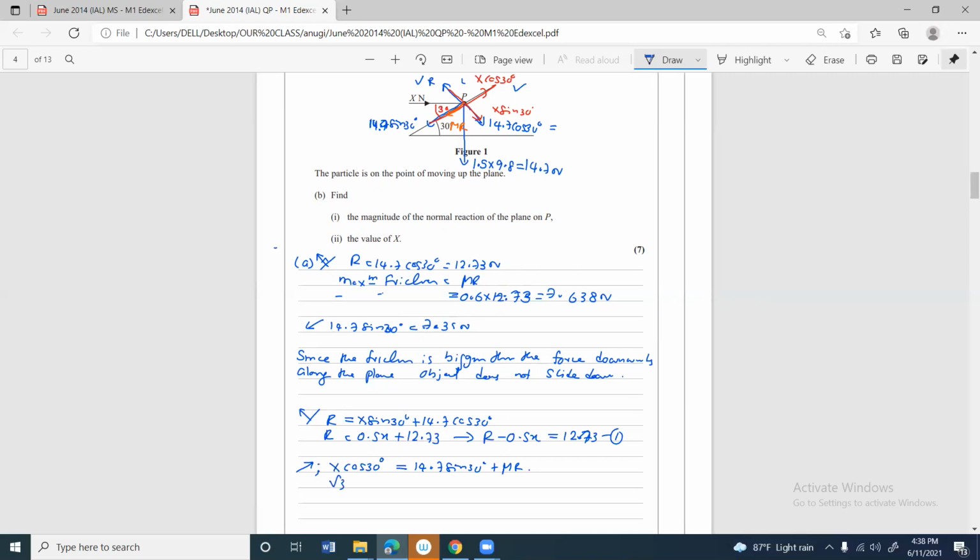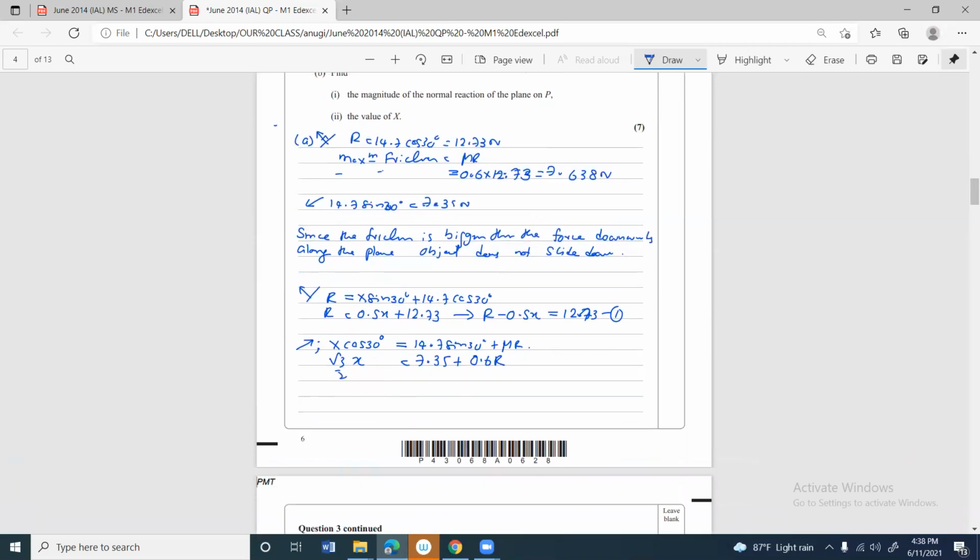Cos 30 is root 3 over 2, so root 3 over 2 x is equal to 7.35 plus mu R, where mu value is 0.6. That's the maximum friction, 0.6 R. But from here you can make the second equation. I'll bring this 0.6 R to the other side: minus 0.6 R plus root 3 over 2 x equals 7.35. This is my second equation. From here you can get the value for R and the value for x.